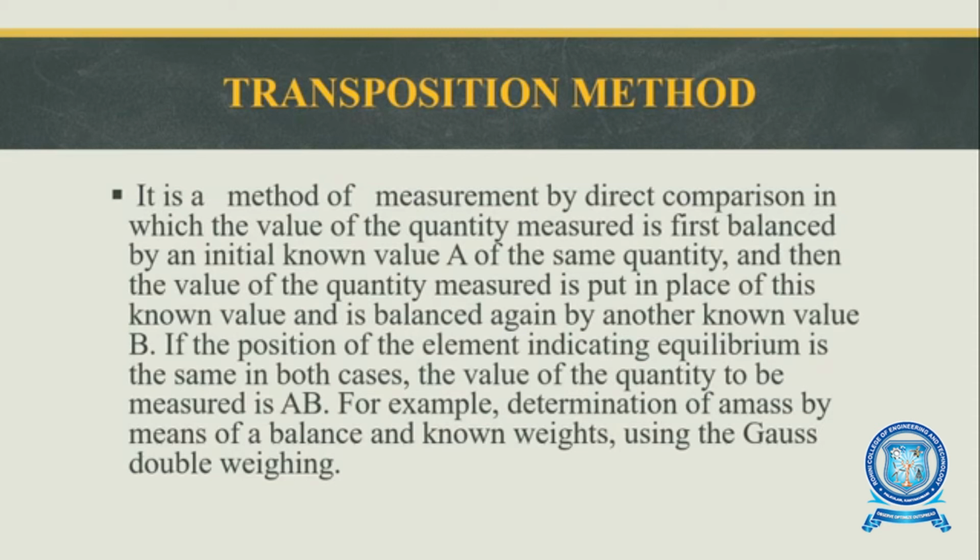In the A section, the unknown weight is placed, and in the B section, a known weight is placed. If it is in equilibrium, the value of B is equal to the value of A, or the value of A is equal to the value of B. If it is not in equilibrium, there must be slight changes until it indicates equilibrium. Then only we can find out the unknown value.